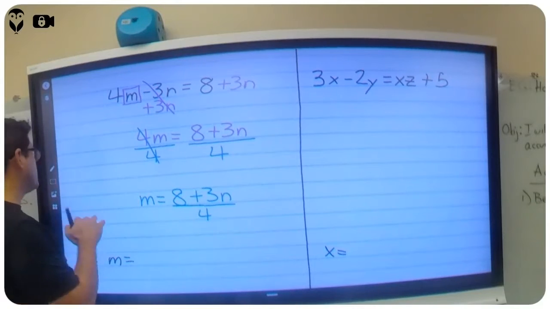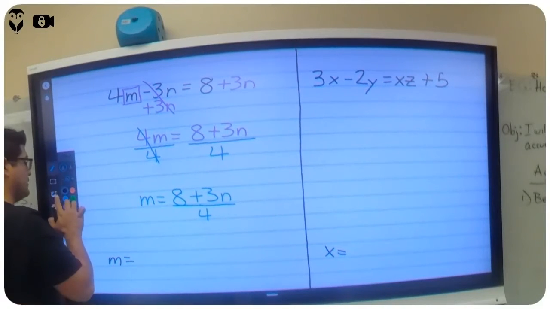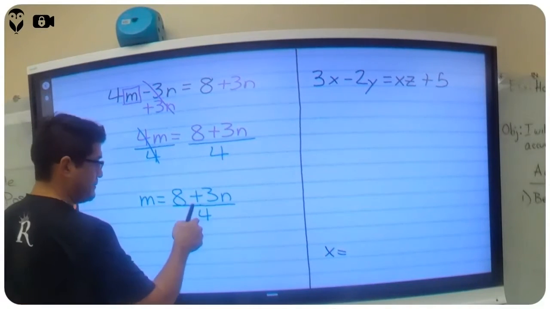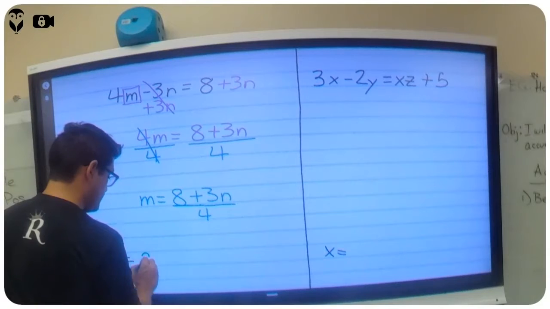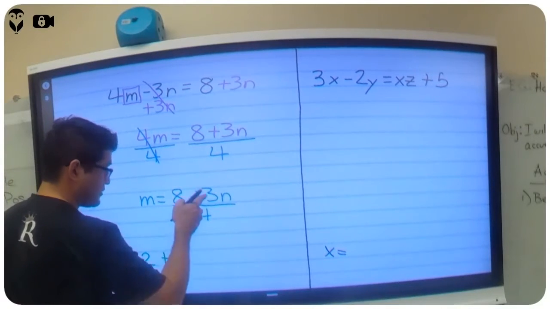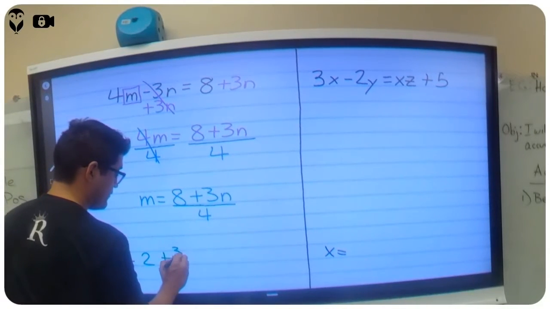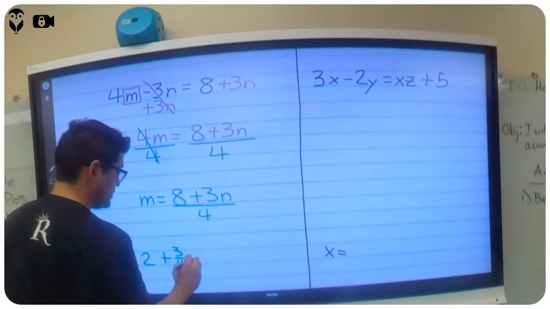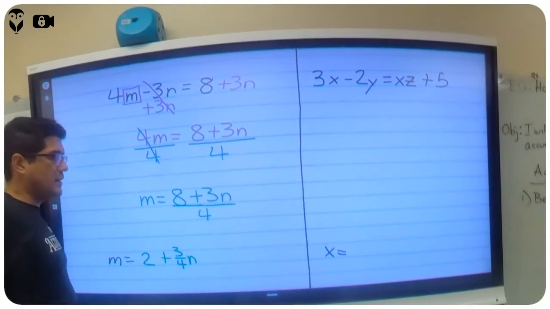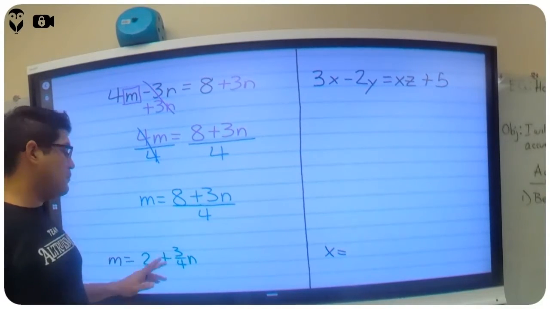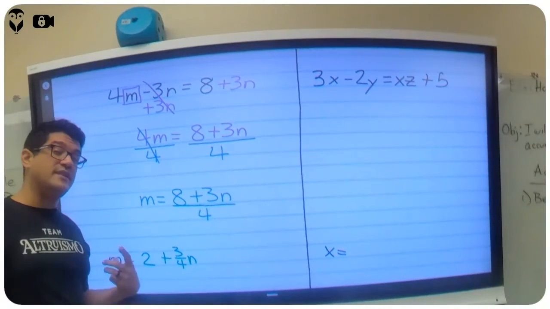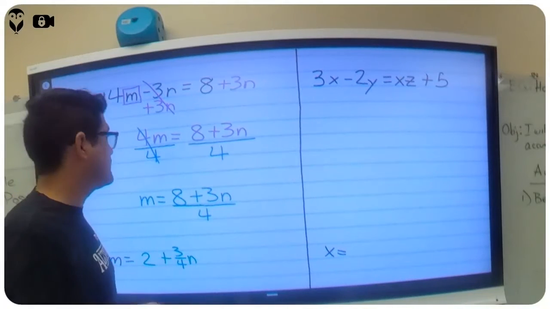If you wanted to simplify it a little bit extra, you could divide the 8 by the 4 and get 2, and then leave the 3 over 4 multiplying with the n. Okay, this is the correct answer. This one's a more simplified answer. This is probably what you'd find as the end result of the ELC.